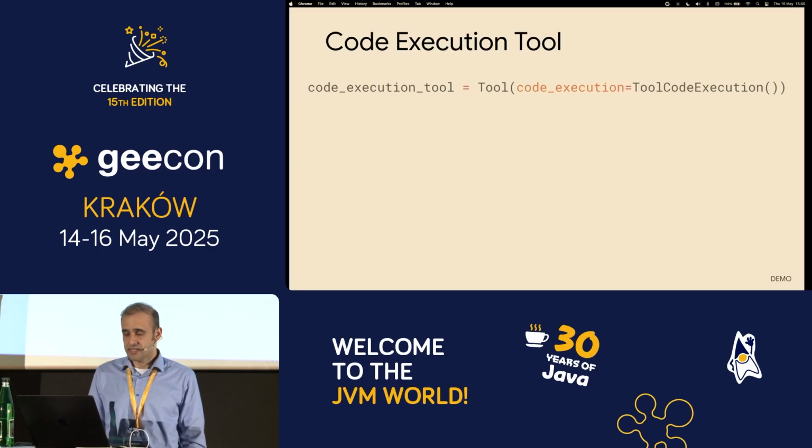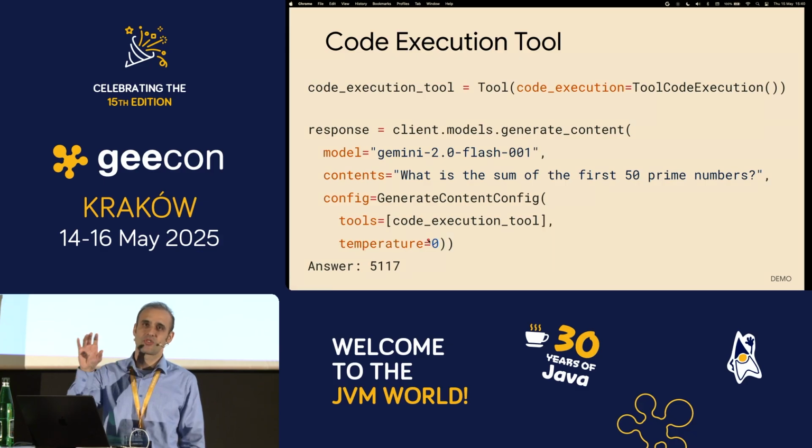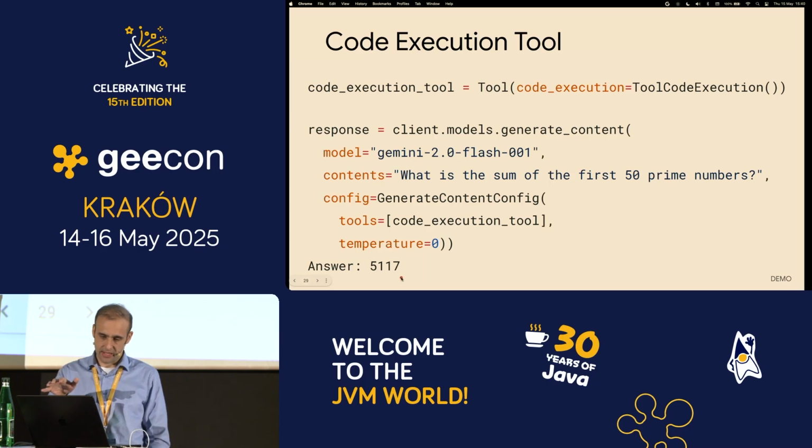And how do you use this? Similar to Google Search, you create a tool. This time the tool is the code execution tool. And then you ask a question that requires a calculation: what is the sum of the first 50 prime numbers? And then you pass in the tool. I am also setting temperature to 0 just to make sure that it doesn't try to be creative. Just give me the answer, you know. And the answer should be 5117. That's the right answer.